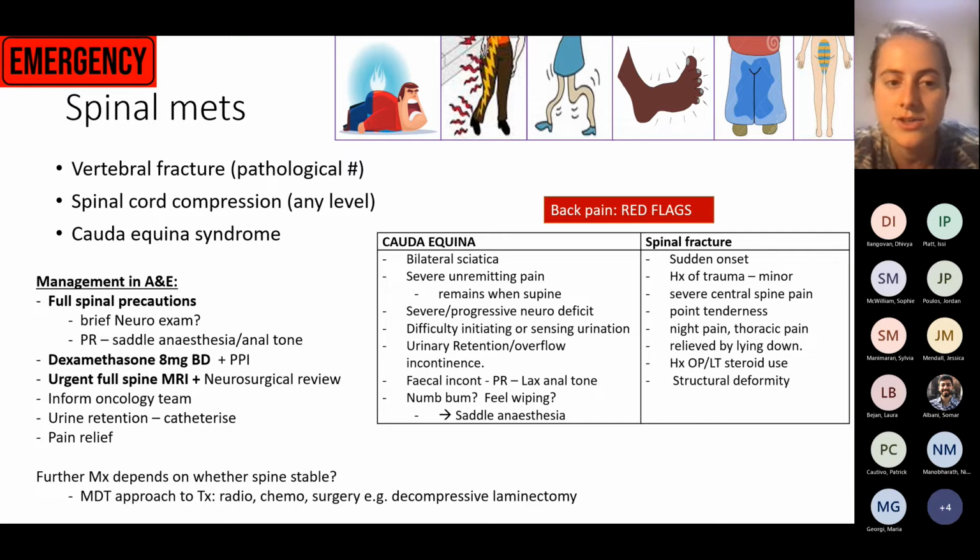And it's important if you're thinking about cauda equina to do a PR, testing for saddle anesthesia and anal tone. Further management is an MDT approach. It's beyond us. These are some red flags. I'm not going to read them all out, but it's definitely worth learning for history taking for exams.